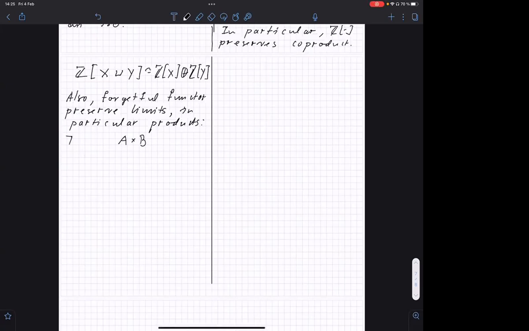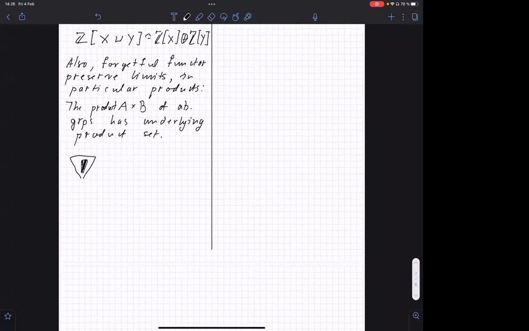So the product of abelian groups has underlying product set. However, the forgetful functor does not preserve all colimits.